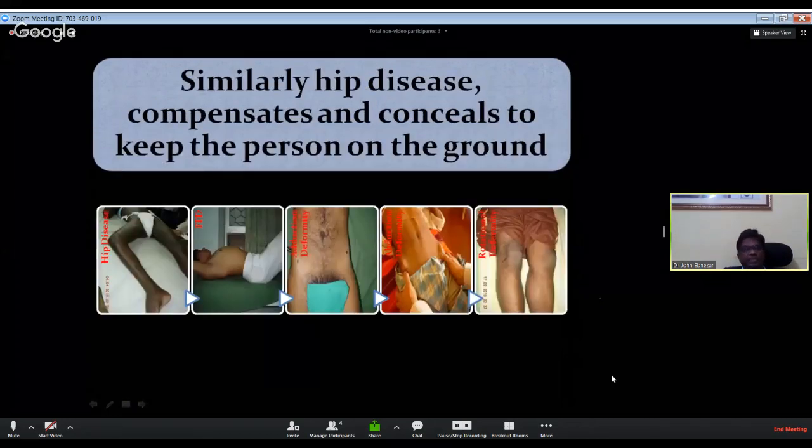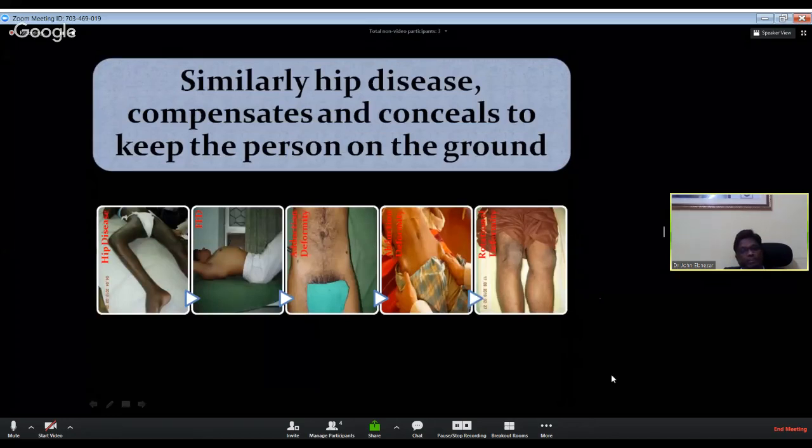Similarly, hip disease compensates and conceals, but because it wants to keep that person on the ground, it is very faithful to the owner of that joint. The joint is diseased.